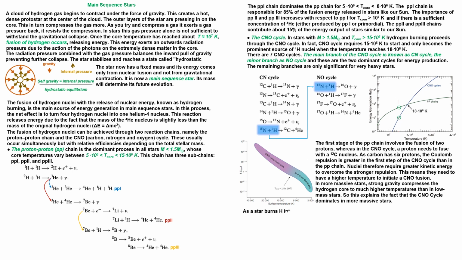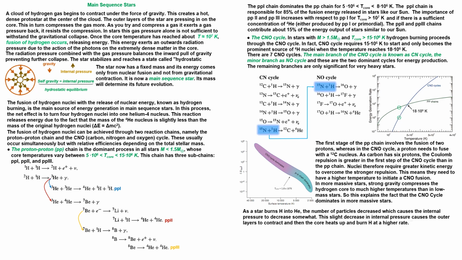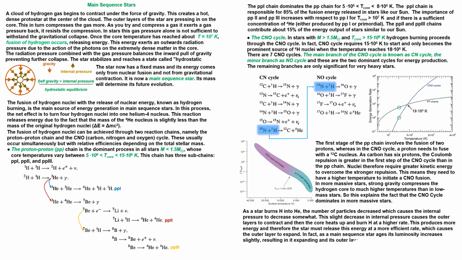As a star burns hydrogen into helium, the number of particles decreases, which causes the internal pressure to decrease somewhat. This slight decrease in internal pressure causes the outer layers to contract, and then the core heats up and burns hydrogen at a higher rate. This produces more energy, and therefore the star must release this energy at a more efficient rate, which causes the outer layer to expand. In fact, as a main sequence star ages, its luminosity increases slightly, resulting in it expanding and its outer layer cooling.